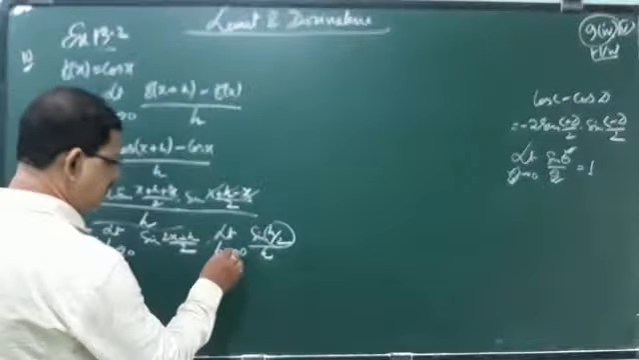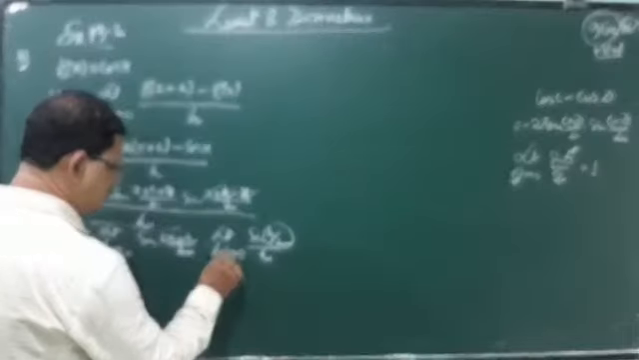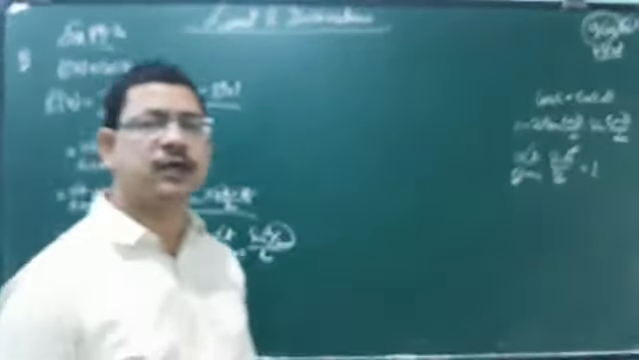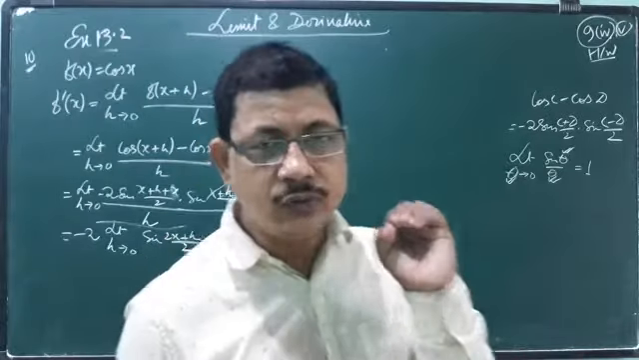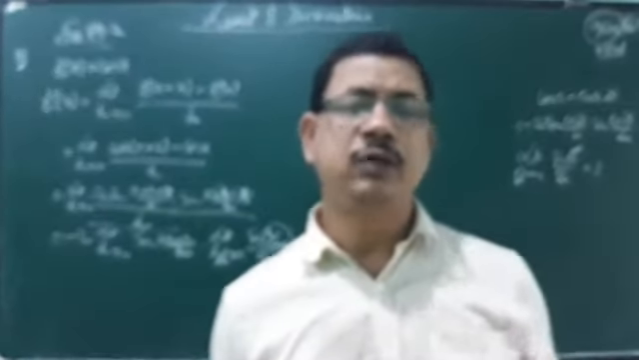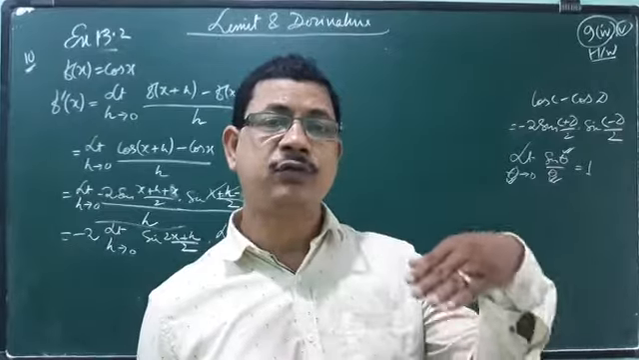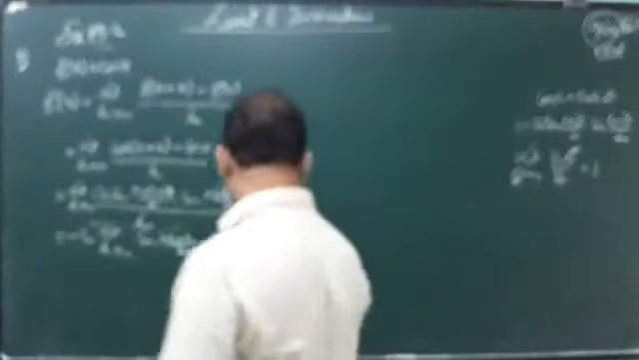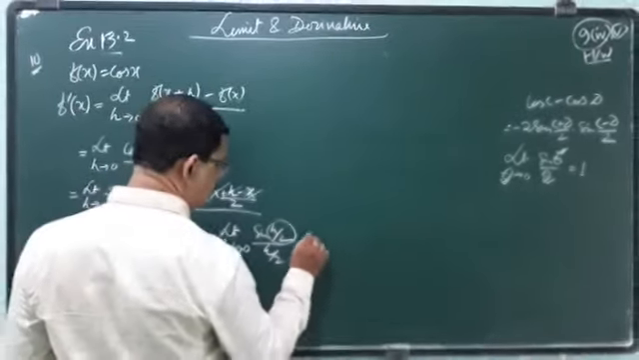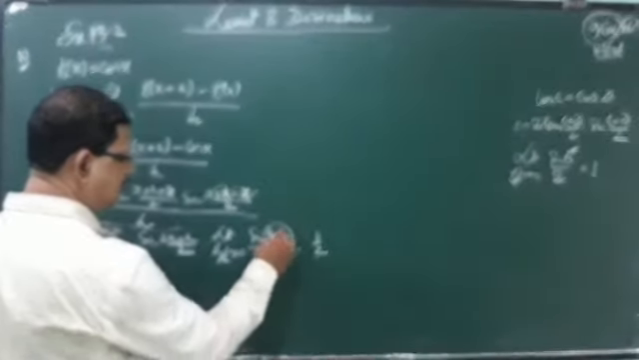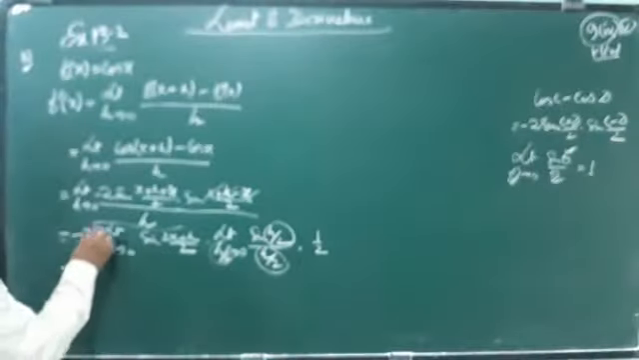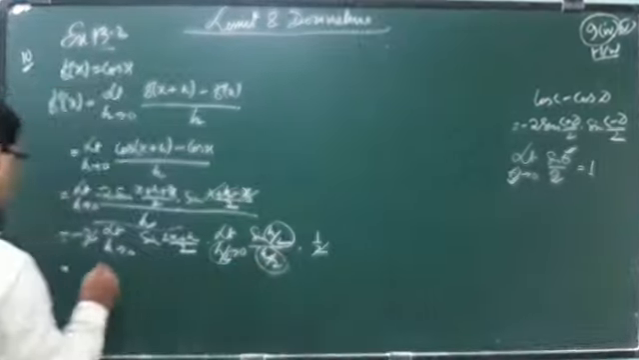So shall I write this, h tends to 0 means h by 2 also tends to 0? Yes, it can be. If a term is going to 0, a very small term, then its half also goes to 0. And if I write here 2, then we have to give here half. Now you see that these are the same, so we can cancel this 2 and the half.